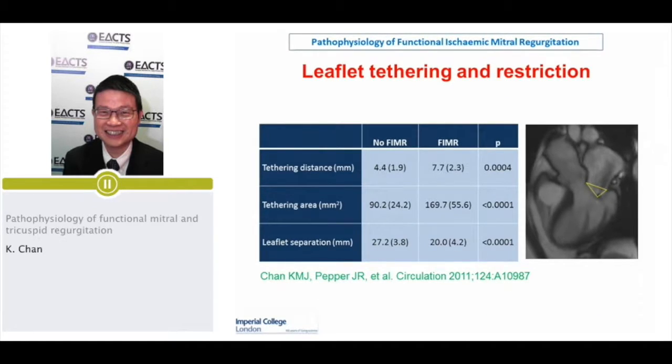Moving on to the mitral leaflets, we know that leaflet tethering and restriction occurs, and this study just confirms the significant tethering of the mitral leaflets in ischemic MR compared to those with no ischemic MR. But along with that, the motion of the leaflet is reduced as well in ischemic mitral regurgitation, and there's reduced separation of the mitral leaflets during diastole. This is almost certainly related to the reduced annular function in ischemic mitral regurgitation.